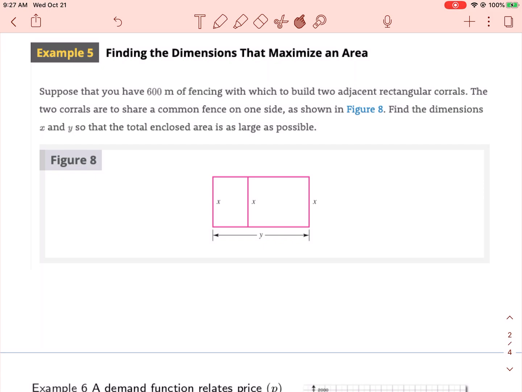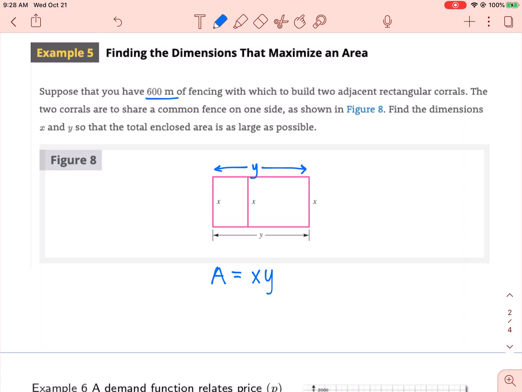Okay, let's go to what we did before, is we actually find that area. So my goal is to get area. As always, we have to have it in terms of one variable. So let's look at what we're given and try to replace either x or y to get one variable for my area. Let's see, this whole length is going to be y.